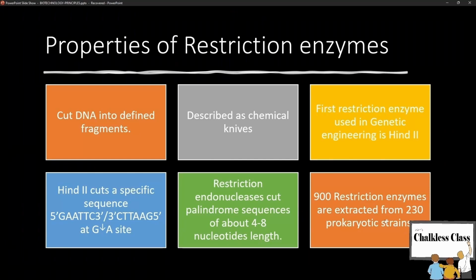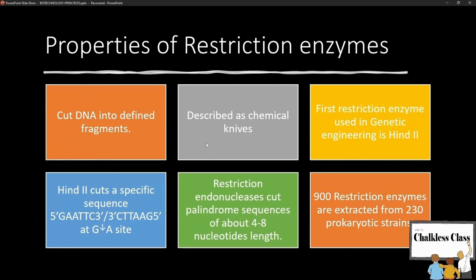According to the books, 900 restriction enzymes are extracted from 230 prokaryotic strains. It means one prokaryote may have more than one restriction endonuclease. These are some properties of restriction enzymes. One is it cuts the DNA into defined fragments, and it cuts specific sequences, especially the palindromic sequences. The length of the palindromic sequences may range from 4 to 8. Always the restriction endonuclease reads the sequence in the 5 to 3 prime direction.